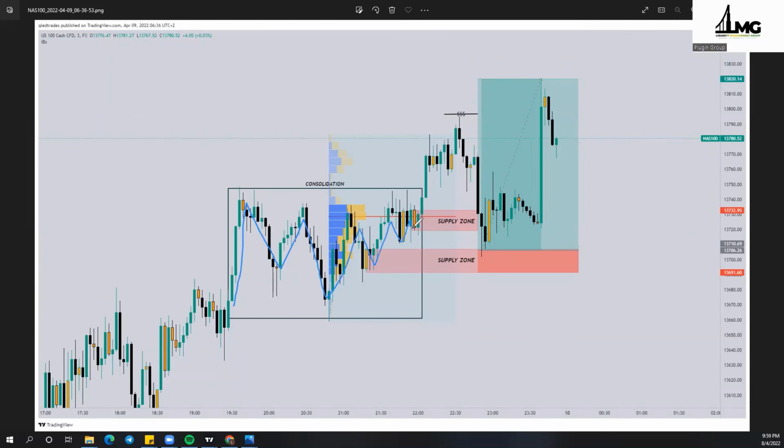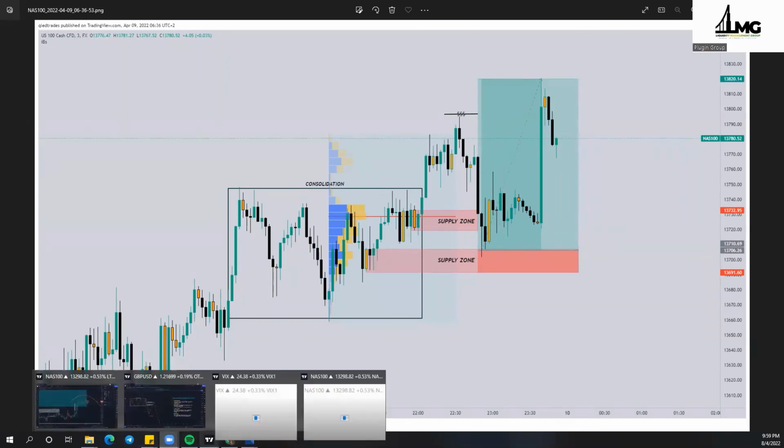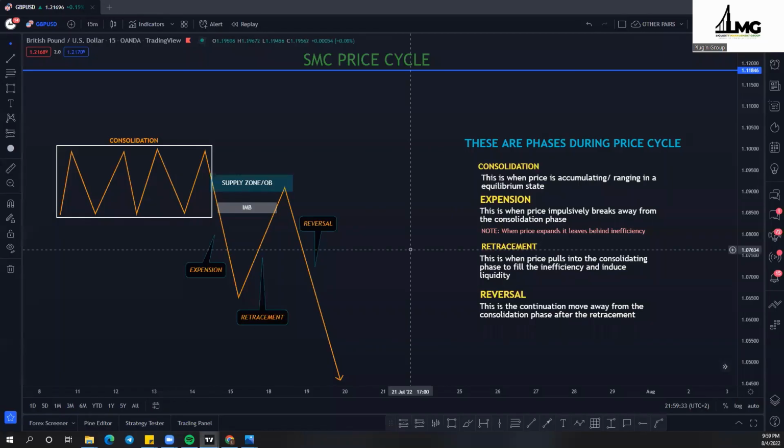Price consolidating and then breaking to the upside, leaving this imbalance right here, right? And then from there inducing this liquidity here that's eventually grabbed, price respects the zone and pushes to the upside. Yeah, so this is a price cycle, guys. It's one of the most efficient ways you can enter the market, and I've used this 1,000 times, and it works out accordingly in most of the cases, right?